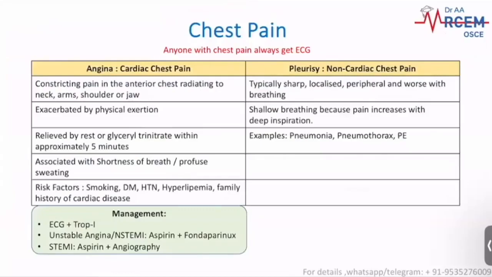Coming to the chest pain. Any individual who comes with a chest pain, do not forget to get an ECG and trop I. Okay, ECG and trop I for every individual. Doesn't matter if it's a pleuritic chest pain. Doesn't matter if it sounds more like a costochondritis. Doesn't matter. First thing that should come to your mind is ECG and trop I.